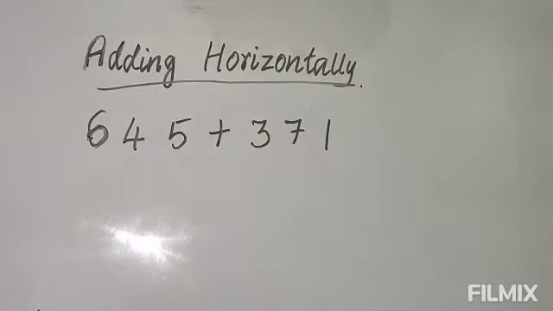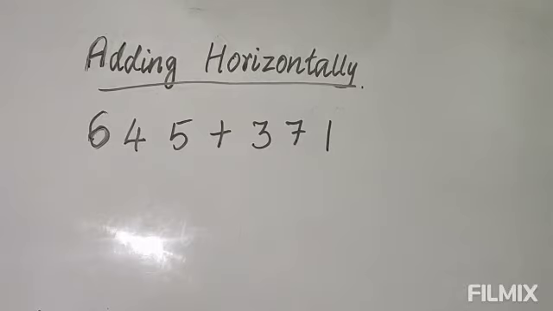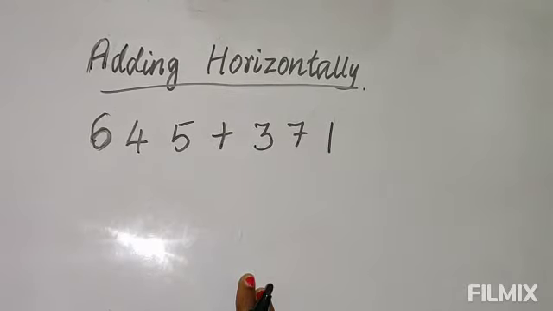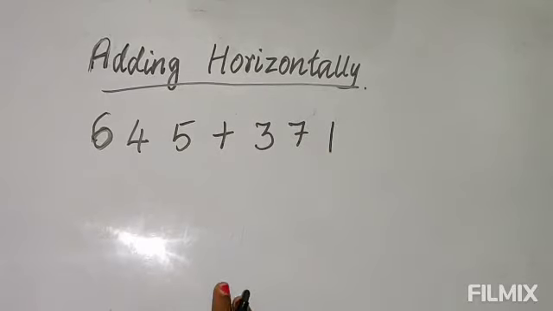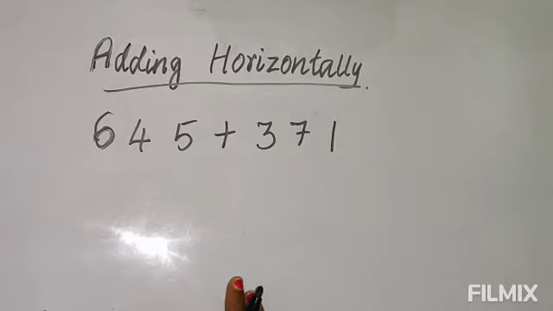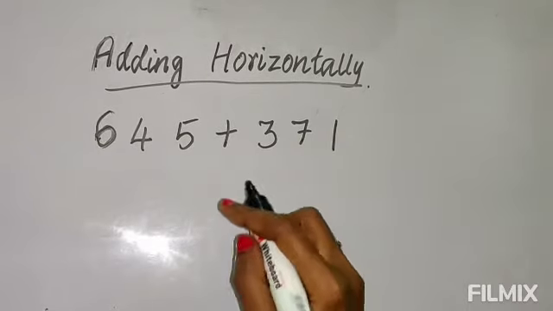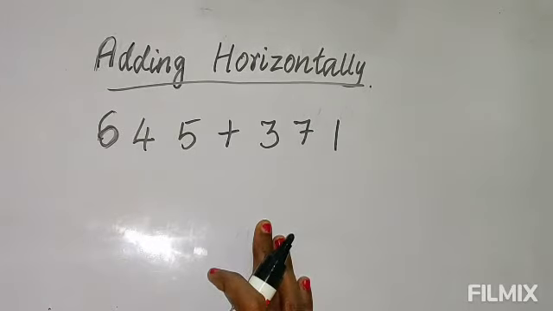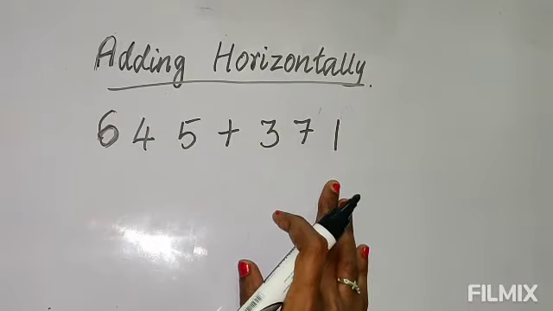Okay, the next topic is adding horizontally. This is another way of adding, a shortcut, without any steps. You can add horizontally and write the answer directly. You need not write all the steps. So how do we do this? We don't even arrange the numbers in columns; we keep the numbers horizontally and add.